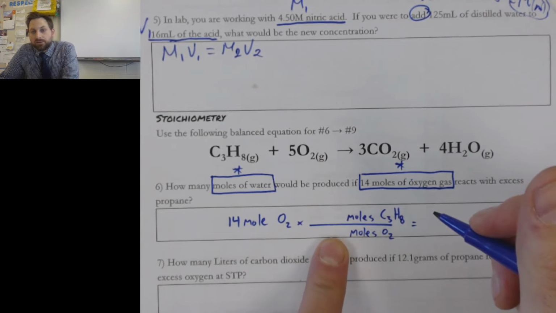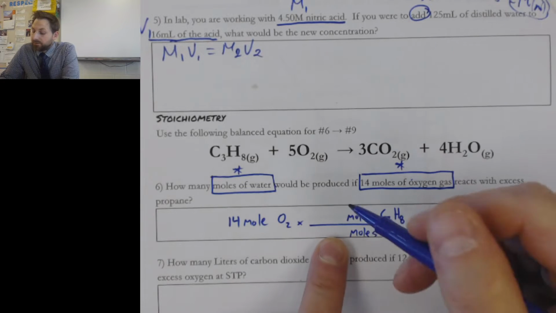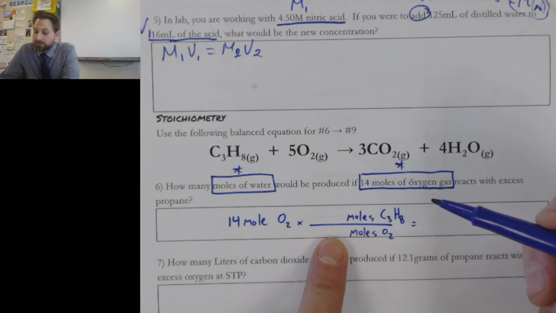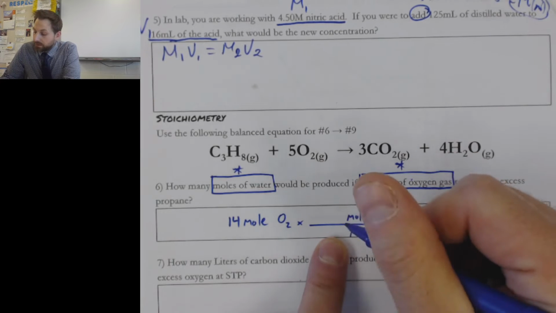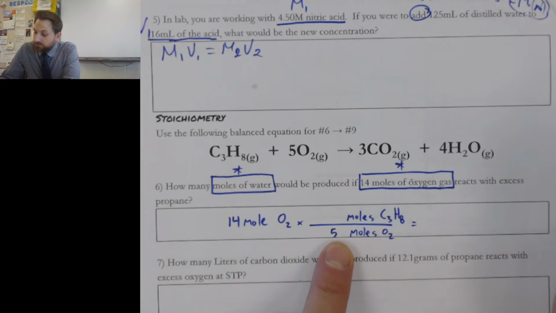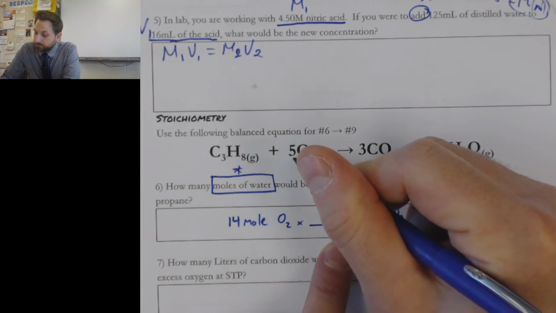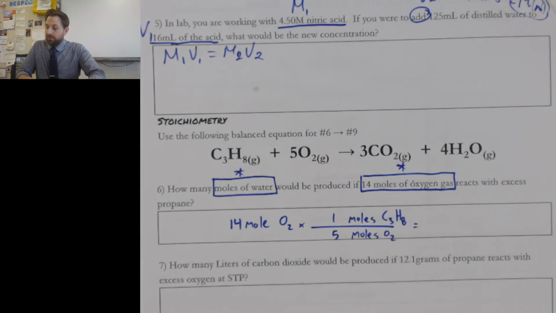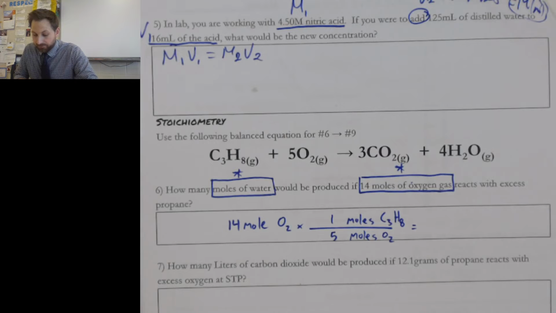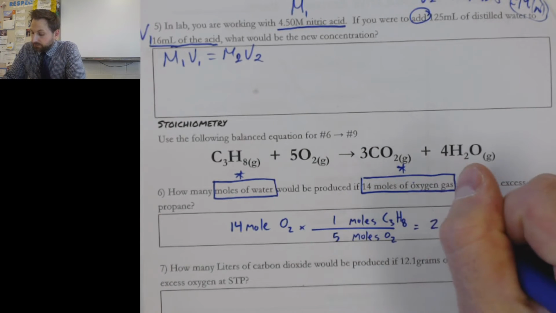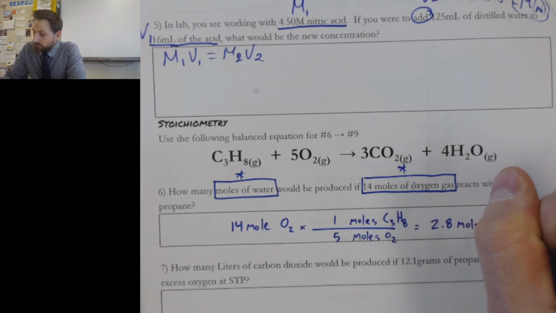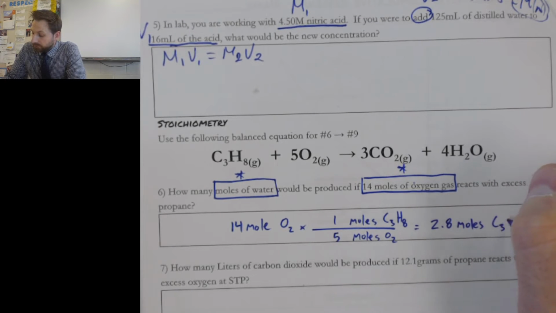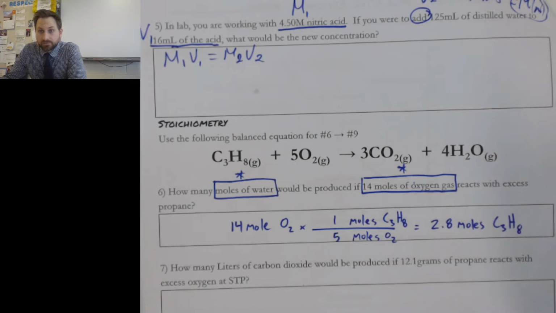And I'm missing some numbers. So remember, in stoichiometry, you are looking at mole ratios. That is the most important thing. So we have 5 moles of O2 for every 1 mole of C3H8. So we're essentially just dividing 14 by 5. That gives us an answer of 2.8 moles of propane, C3H8. Easy peasy.